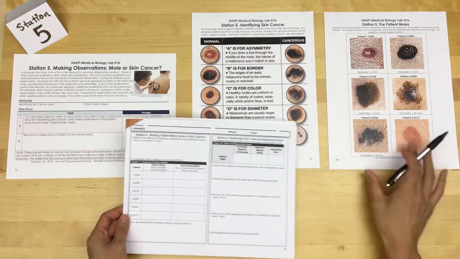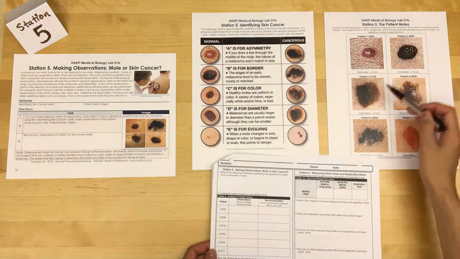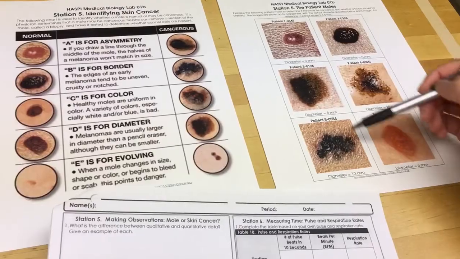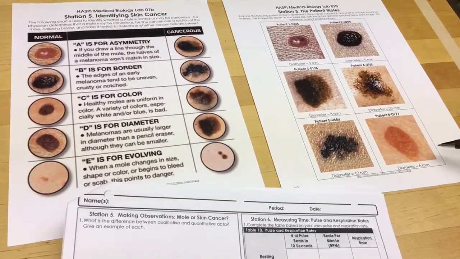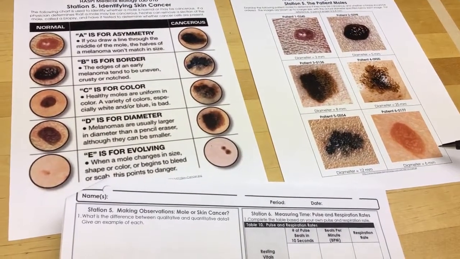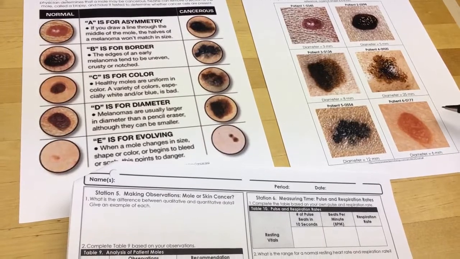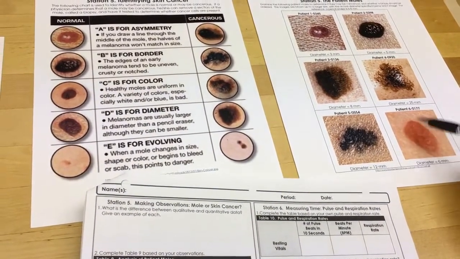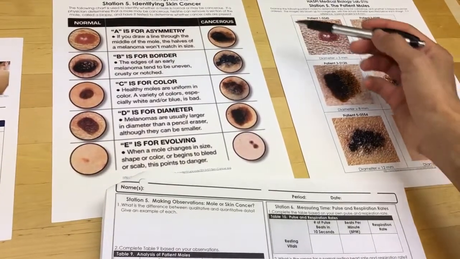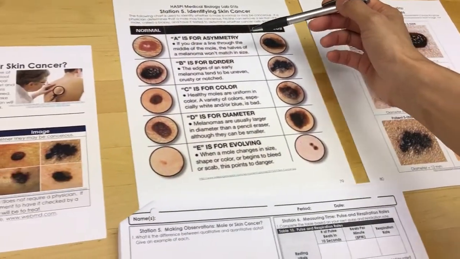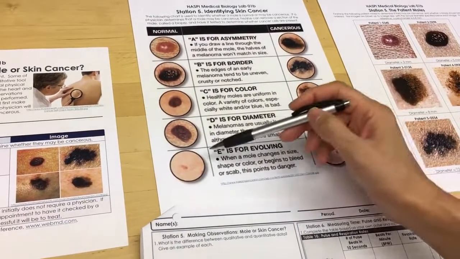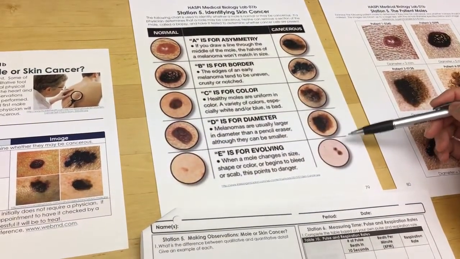Then you're going to come over here and you're going to look at 6 different patients' moles, and you're going to make some observations about them and decide whether they're cancerous and you would recommend a biopsy or not. Well, you wouldn't know they're cancerous until you did the biopsy. And the way that you can make observations is by looking at this chart, which tells you some characteristics of normal moles or cancerous moles.